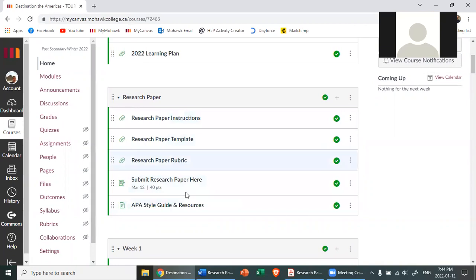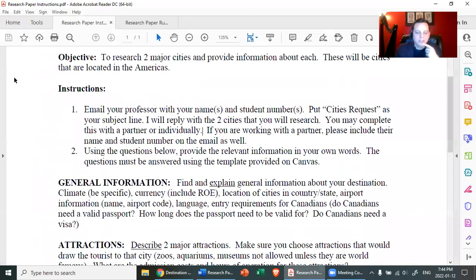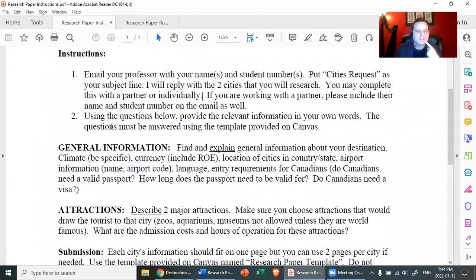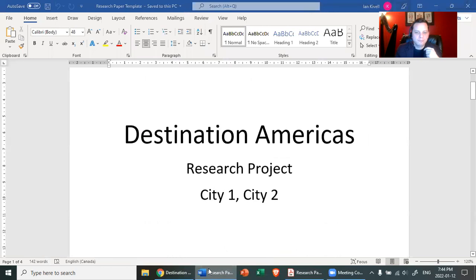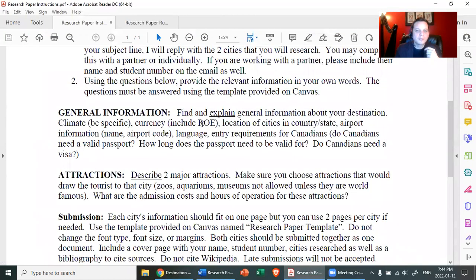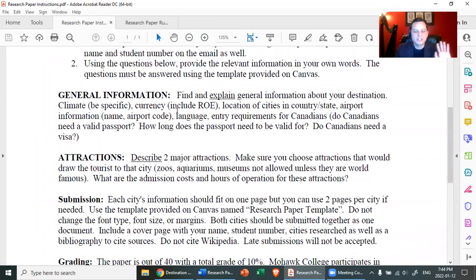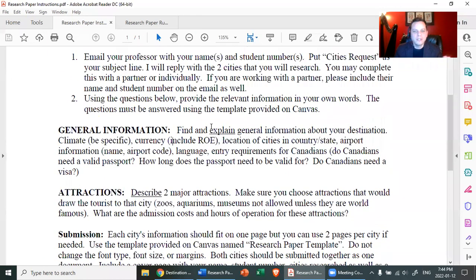It should be available now. Okay, so next one is using the questions below. Provide information in your own words, so not plagiarized again. The questions must be answered using the template, which we'll look at in a minute. So what are you going to look at? You're going to find, but also explain, and that's underlined because it's important.